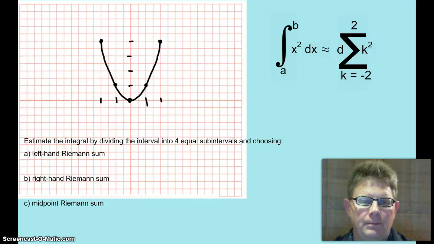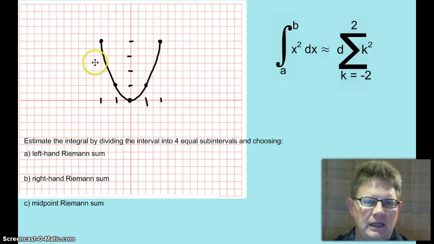Here is your setup. I'll let you get some graph paper out. I have already graphed x squared, and we're going to try to find the area underneath it using a left-hand Riemann sum, a right-hand Riemann sum, and a midpoint Riemann sum. Right now, I'll let you copy this all down, and then I'll come right back.